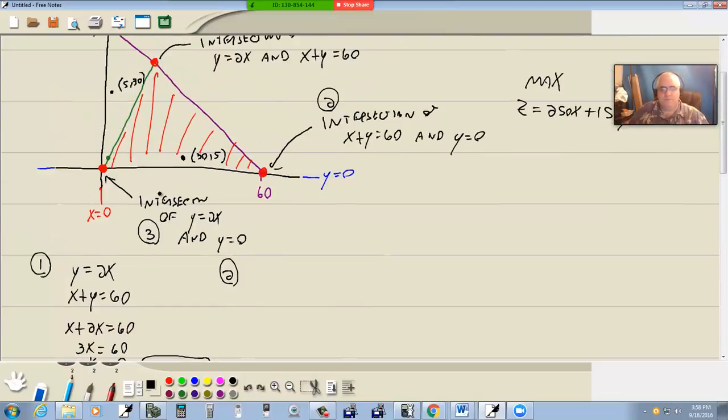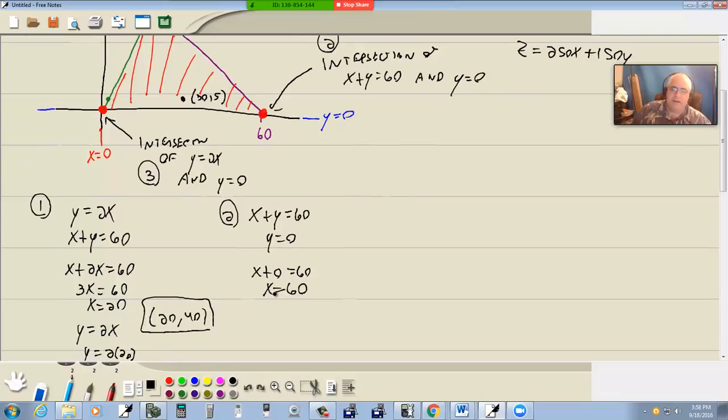Step 2. This one is the intersection of x plus y is equal to 60 and y is equal to 0. And I'll do substitution. I'll plug 0 in for the y. So I'm going to have x plus 0 is equal to 60, or x is equal to 60. So this point is going to be 60, 0. Now that's one of them you probably could have looked at and saw the point. This other one's obviously the origin, but let me go through the process anyway.